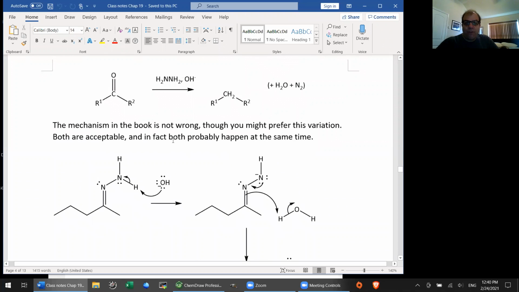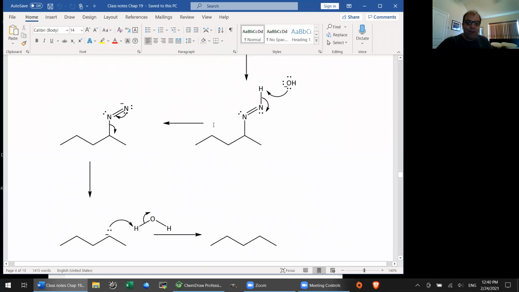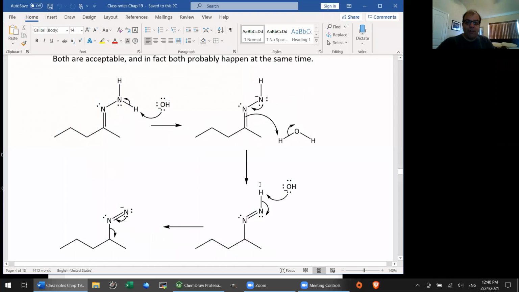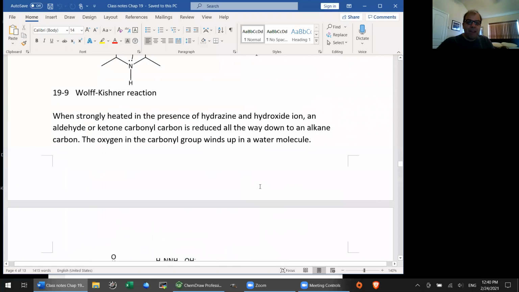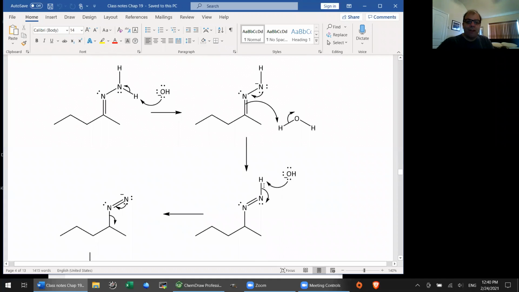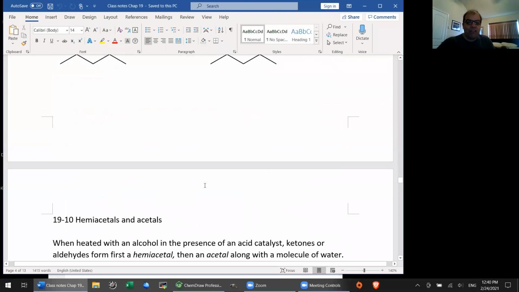But all that information is in your textbook, and you may prefer the mechanism in your textbook. It's not wrong, it's perfectly fine. This one might work better for you though, and if you like that one better, I have no objection. I would bet you anything both actually happen in real life. So much for the Wolff-Kishner reduction. I'm basically leaving you to read about that on your own, but I'm just clarifying the mechanism a little bit. And some of you might like that mechanism better, in which case go for it.